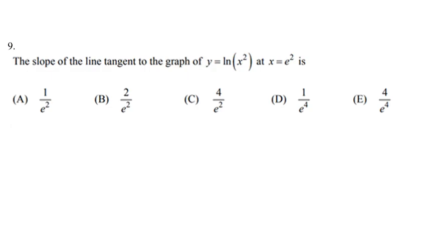Right? Here's a good one. It's number 9 in your multiple choice packet. It's saying the slope of the line tangent to the graph of y equals log of x squared at x equals e to the 2 is one of these 5 answer choices. Well, let's take dy/dx. Let's take the derivative and then plug in x equals e to the 2.